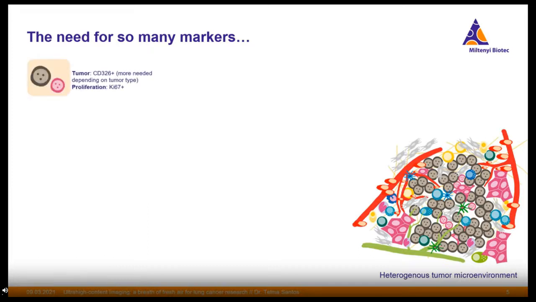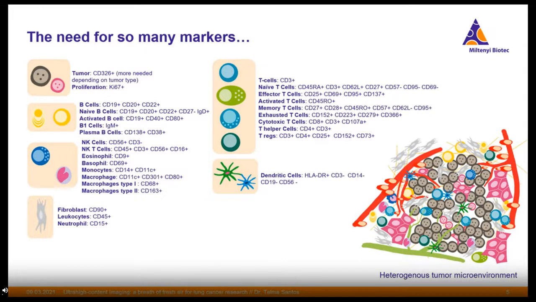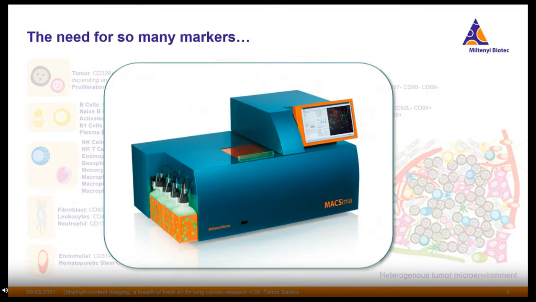And here I have some examples. If you go for tumor or for the immune cells or for some other cell types that are often found in these tumor microenvironments, you need a lot of markers just to characterize them. And this is known. This is not something new. So imagine if you need to know more, or to even try to figure out more to define new markers, you would need more than 50 easily. And the MACSima imaging system is actually the only system that can do so many markers, hundreds of markers in one sample.